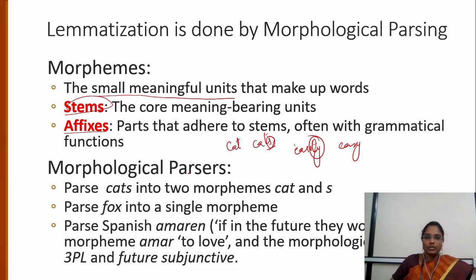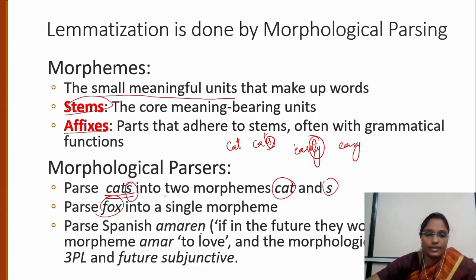When we apply a morphological parser over words, what happens? If you parse the word cats, it is divided into two morphemes: cat and s, because s is an affix added to this word. And fox will be a single morpheme. There is also a Spanish example given, so we can check that.